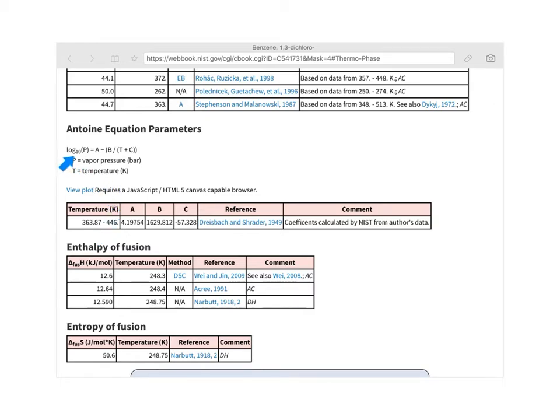Now notice here's the Antoine's equation, and it's log 10 of the vapor pressure, but the vapor pressure is in bar and the temperature is in K, unlike the Antoine's constants, say, in the back of Felder and Rousseau, which are in millimeters of mercury and degrees C. So you just have to pay attention. So anyway, we can take this data and use this for our calculation of vapor pressure.